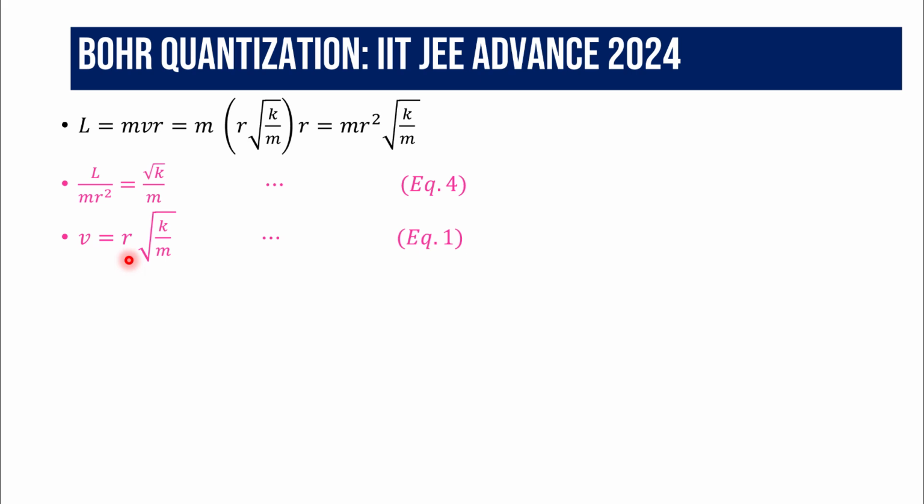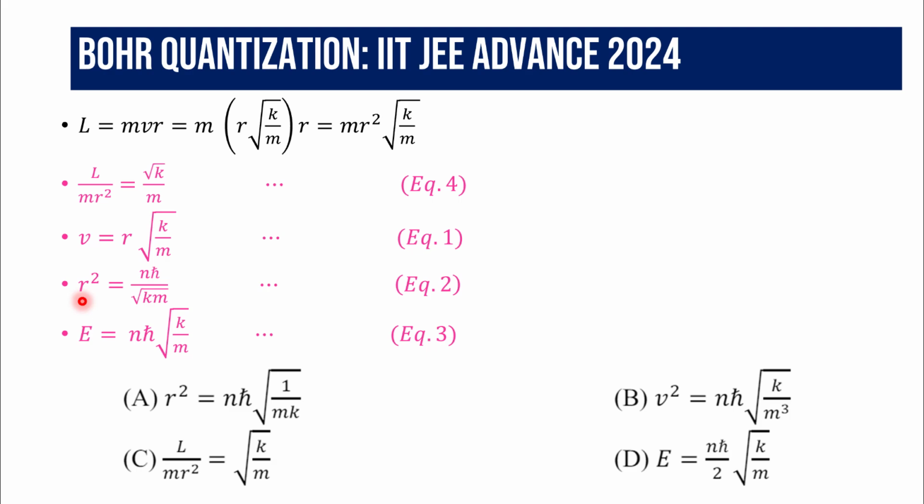So basically now I have an expression for v, and I have an expression for angular momentum. Of course this is square root of k by m, and I have an expression for r square, and I have an expression for energy. Now you can check the options. These are the 4 options. Now if you check these options, the first A, B and C options are correct, and D option is incorrect. In this case you see energy is nh times square root of k by m, but here you have 2. So this is not here. That's why this option is incorrect.